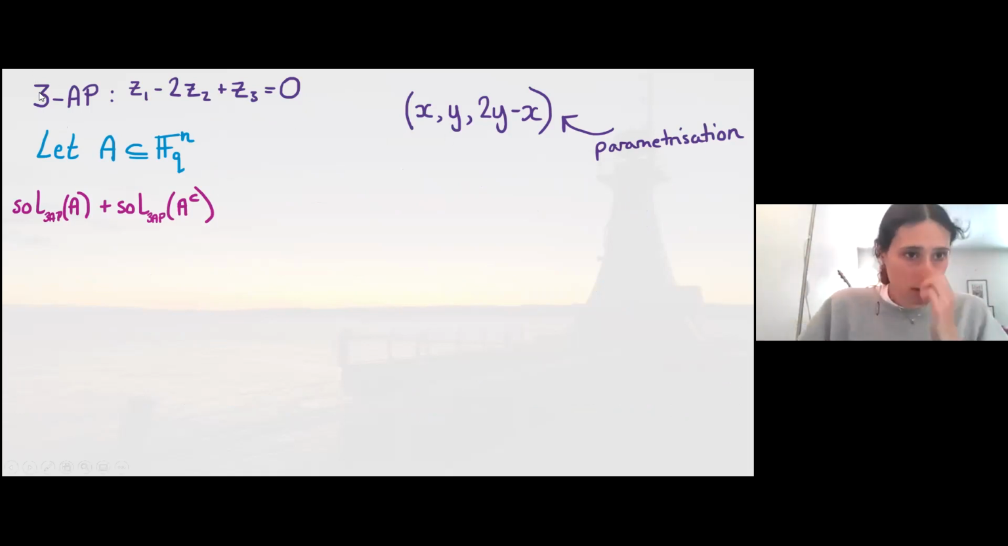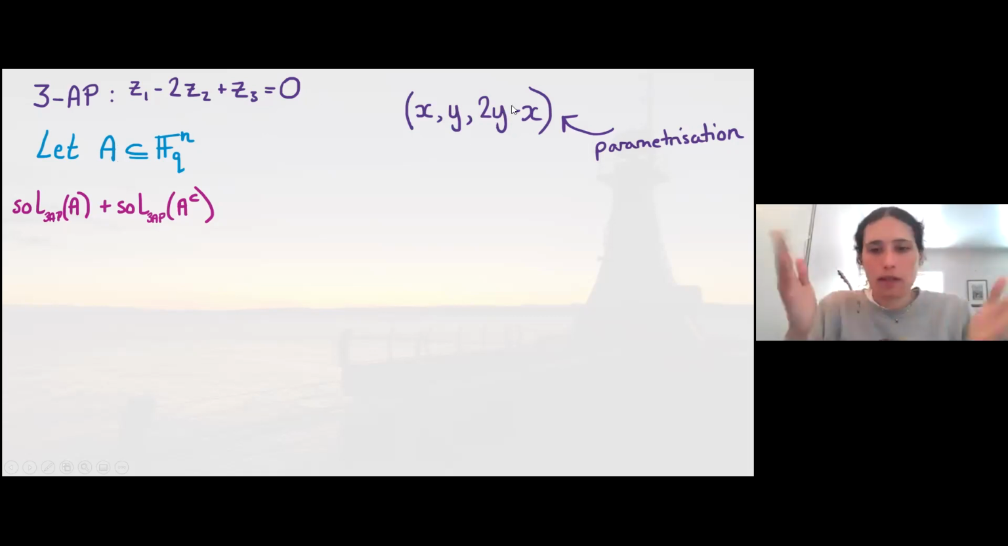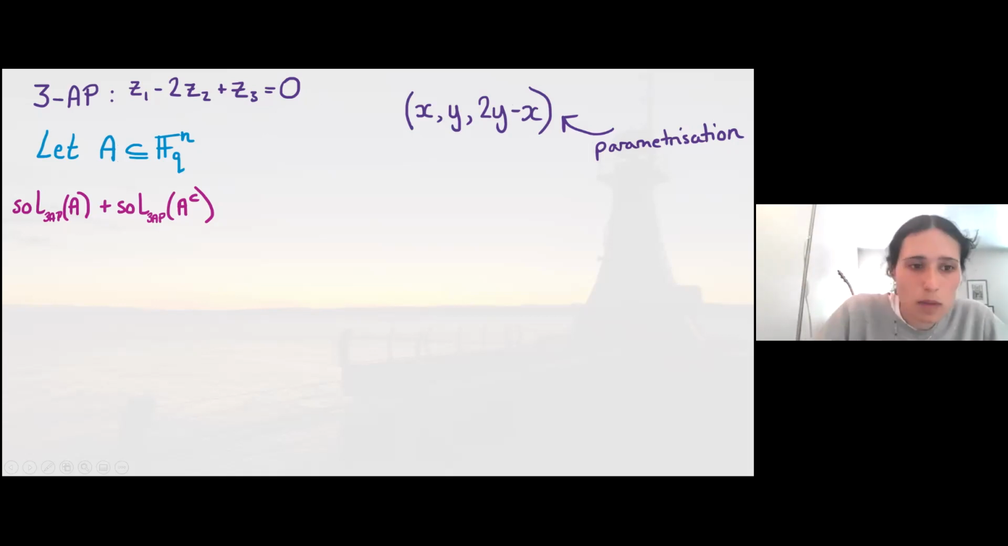So for a 3-term arithmetic progression, which is just this equation here that we talked about earlier, if A is some subset of F_q^n, what we care about is the number of solutions that are red plus the number of solutions that are blue. We can parameterize the solutions in a different way. We can pick x and we can pick y, and then in fact x, 2y minus x will give you a different parameterization. And this will help us.